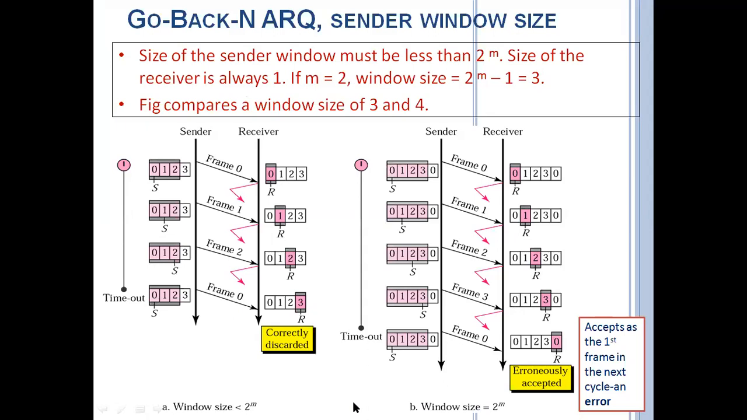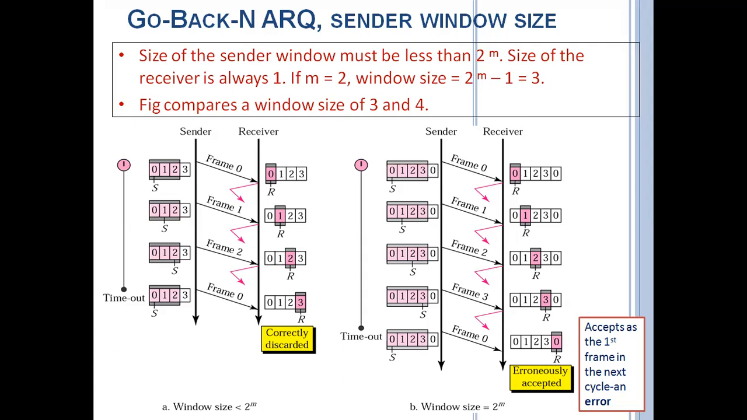So, Go-Back-N ARQ sender window size. The size of the sender window must be less than 2 power m, and the size of the receiver window is always 1. If m equals 2, the window size is 2 power m minus 1, which equals 3. The figure compares a window size of 3 and 4.